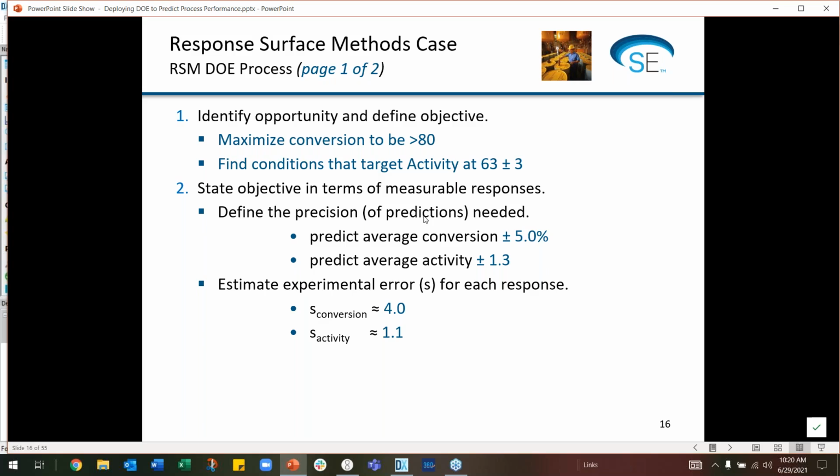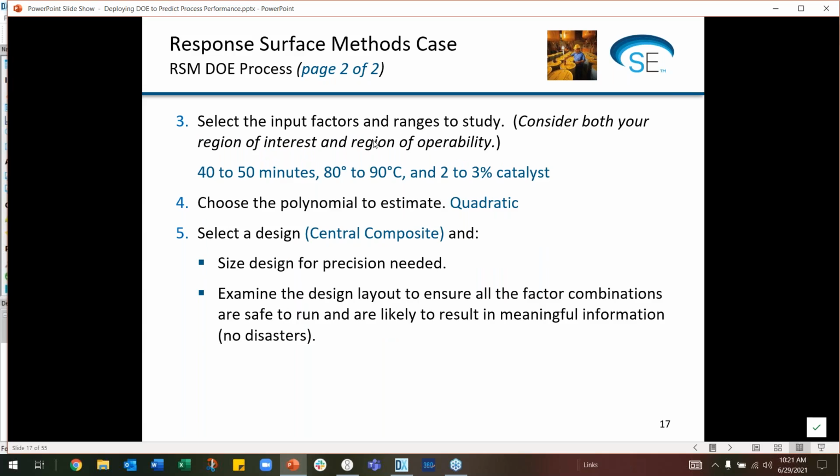Okay, the precision of our predictions. We want to predict average conversion plus or minus 5%, and we want to predict average activity plus or minus 1.3. The standard deviation of each of these is 4 and 1.1 respectively. The factor ranges are listed here: 40 to 50 minutes, 80 to 90 degrees, 2 to 3% catalyst. We're going to use this central composite design to fit up to a quadratic polynomial.